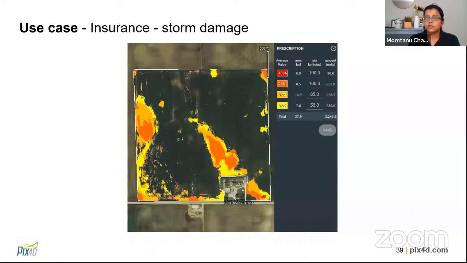Using the zonation tool, as you can see, this is part of the zonation tool, and on the right you can see the prescription map. In this example, he put 100% in the red area, which means it's totally destroyed. 100% on 8.5 acres. In the places that had a little bit more NDVI, he said the damage was less. So he made a record of the damage, and also how much damage for how many acres was done.